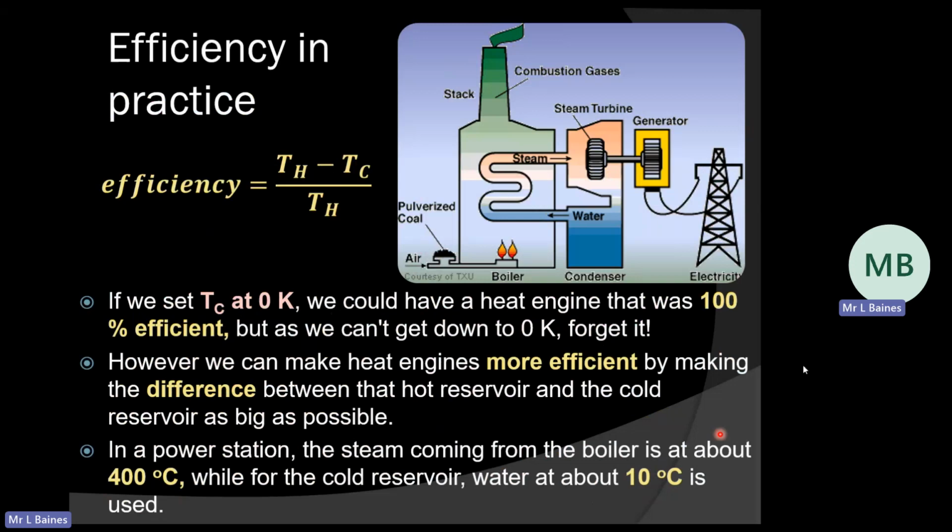If we look at our steam power station, steam coming from the boiler is about 400 degrees. The cold reservoir down at the bottom, after the condenser, the water that sits down there is kept at about 10 degrees. So again, we've got about 390 degrees difference, either degrees Celsius or Kelvin. The differences are the same. By doing that, we have a very, very wide gap, and therefore we can use that to work out the efficiency.